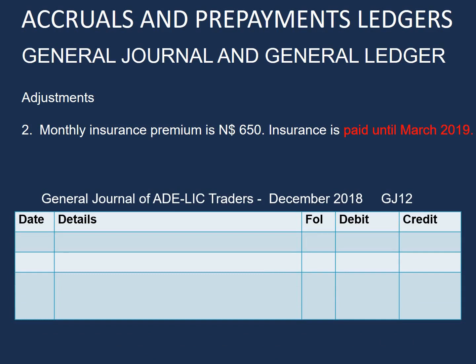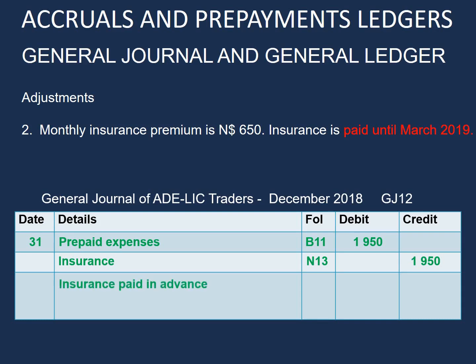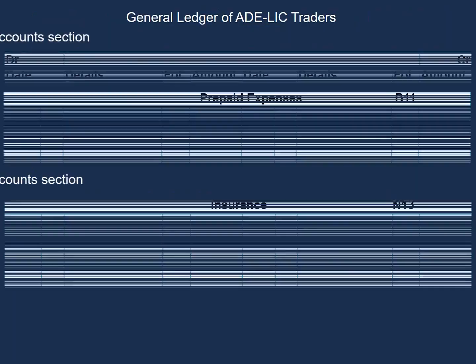Our debit entry will be entered first, so it's prepaid expenses $1,950, and our credit entry will be insurance $1,950. Our narration will be insurance paid in advance. Please note again that we will not write 2 in the date column in our general journal. We will write 31. Now let's post this transaction in our general ledger.